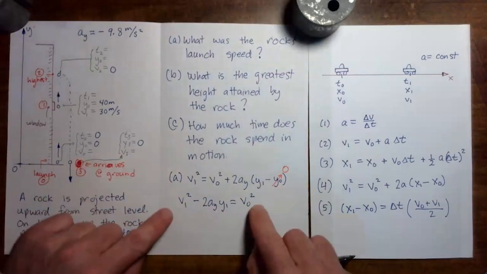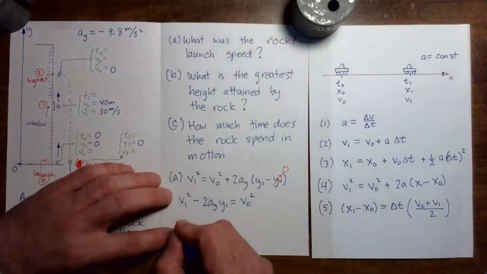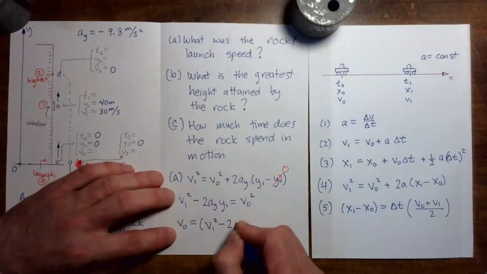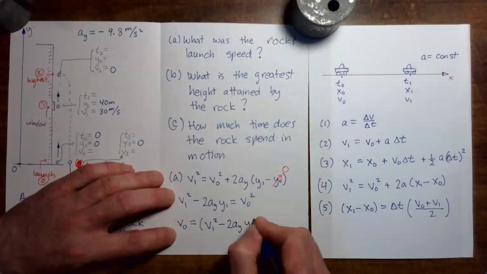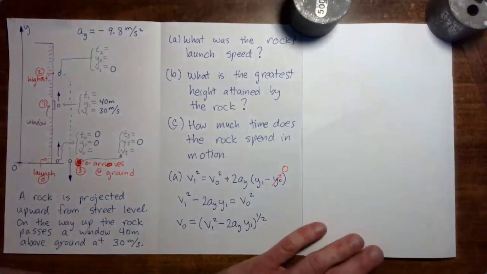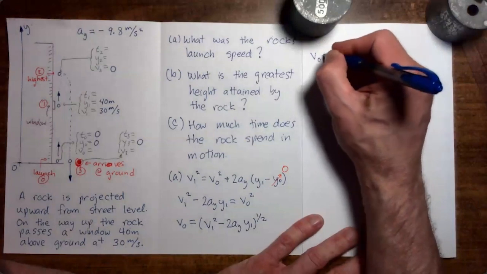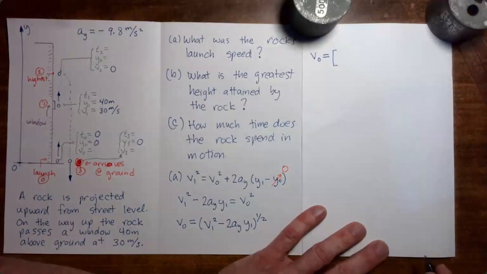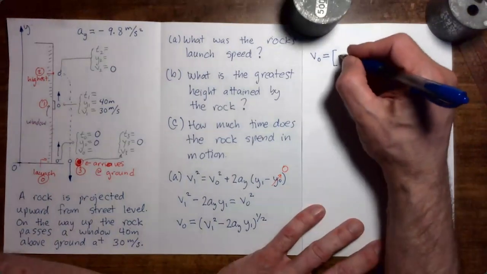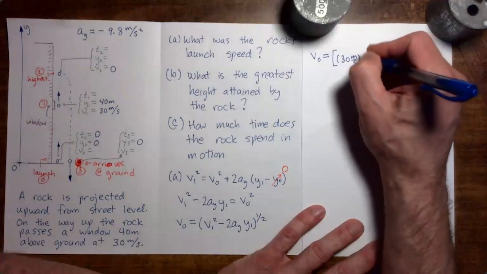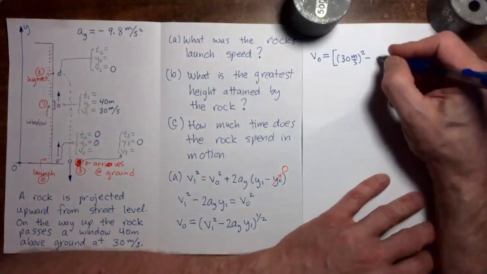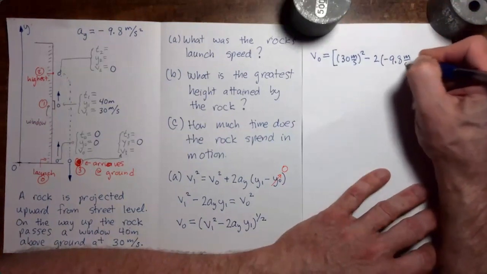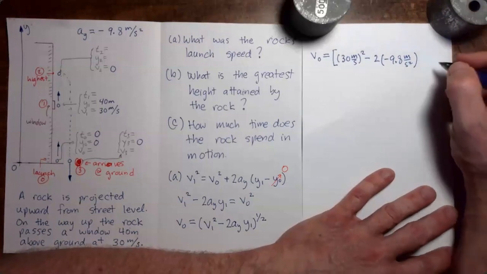Okay, now I'm going to flip the sides and take the square root of both sides. That gives me V0 equals the square root of V1 squared minus 2 ay (y minus y1). As always, we're going to make our substitutions as numerical values along with units. So let me put in the V1. That is 30 meters per second, squared, minus 2 ay, minus 9.8 meters per second squared. And then y1 was 40 meters.